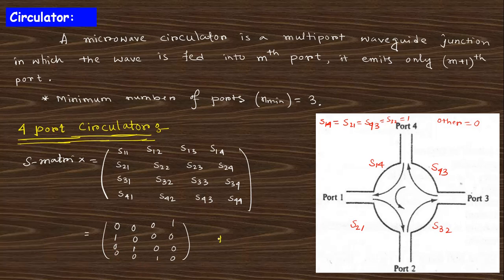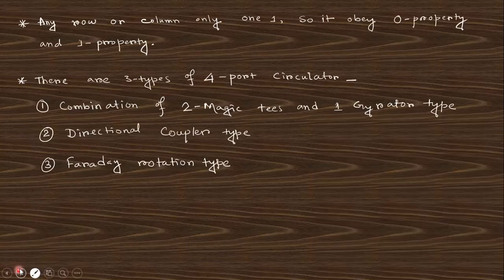You remember this is the matched circulator, that's why the diagonal will be 0 and only these 4 elements will be 1 and the others will be 0. This is the S matrix of this 4-port circulator. There are three examples of a 4-port circulator: the combination of 2 magic tees and 1 gyrator type, the directional coupler type, and the Faraday rotation type.